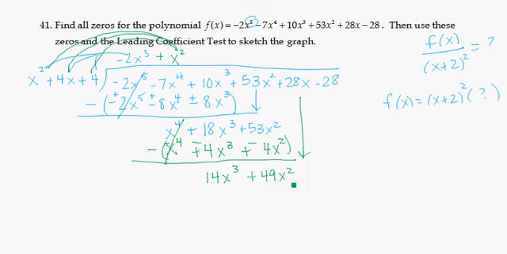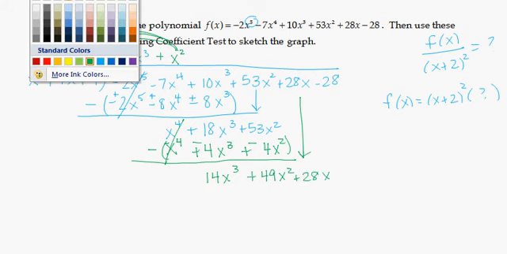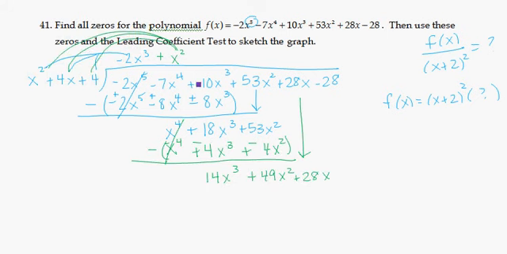Again, we bring down the next term and ask ourselves, how many times does x squared go into 14x cubed? Well, it's going to go in 14x times, and we multiply 14x times all 3 of these terms. So 14x times x squared gives us 14x cubed. 14x times 4x is going to give me 56x squared. And 14x times 4 is going to give me 56x.